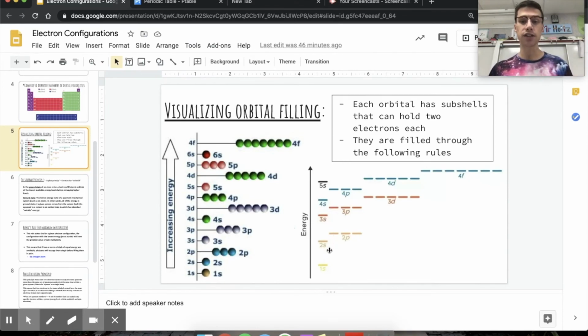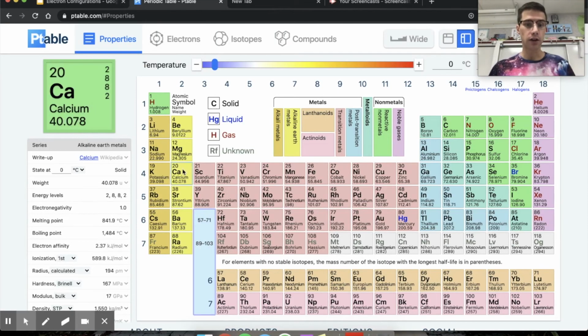So if we have a calcium atom, and calcium's right here, so it's element number 20, all right, we know that it's going to have a total of 20 electrons.